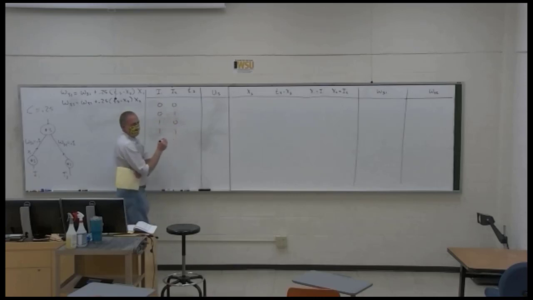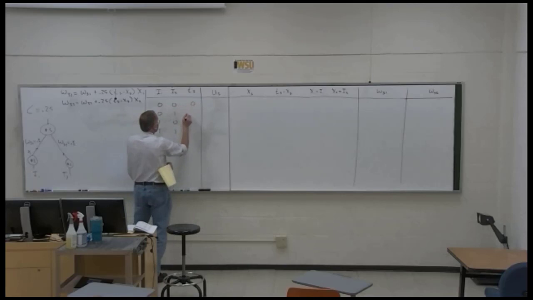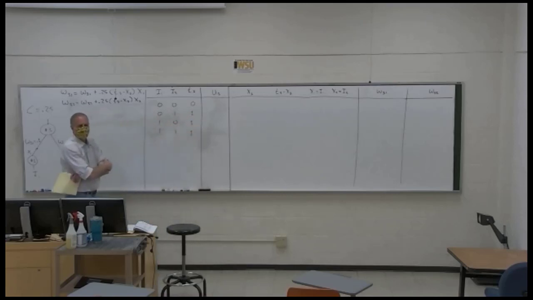So here is our set of data. The 0, 0 going in is going to give us a 0. The 0, 1 going in gives us a 1. The 1, 0 gives us a 1. The 1, 1 gives us a 1. So that's an OR gate.